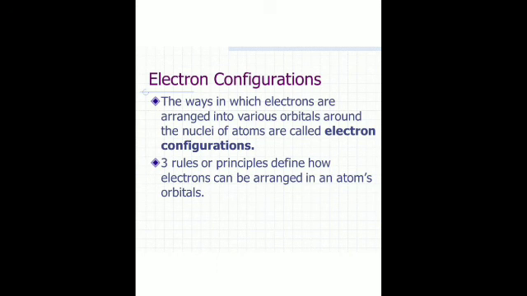And we follow 3 rules or principles that tell us how electrons can be arranged in an atom's orbits, energy levels. Is it clear? So we'll discuss in detail all of this in the next session.